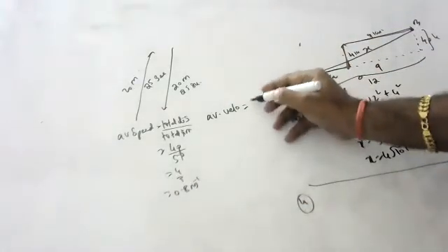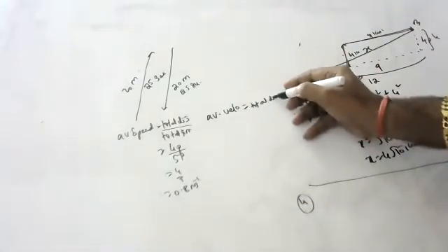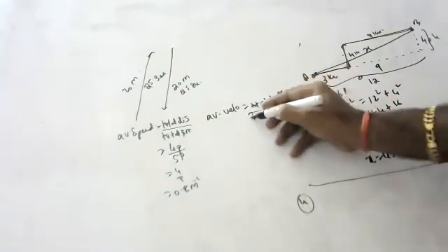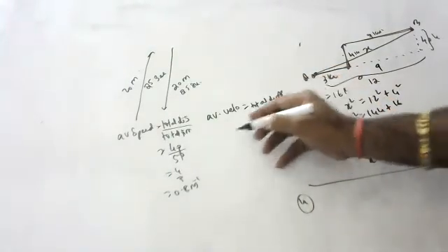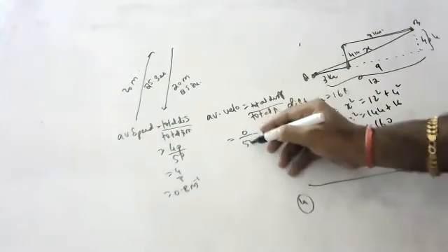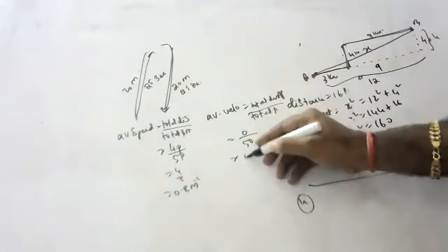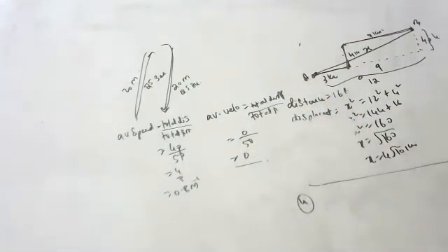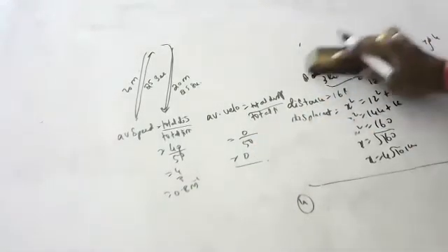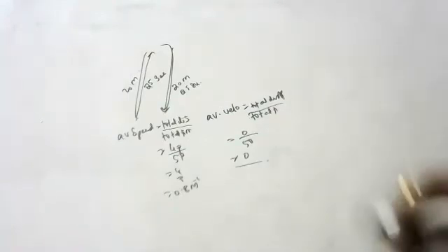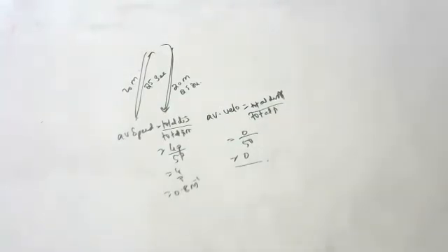Average velocity is total displacement by total time. Zero, sir. Why? Because he went and he came back. So displacement by 50 is 0, because he went and came back to the same point. So 0 is the answer. Because displacement covered is 0. If the displacement is 0, average velocity is also 0.